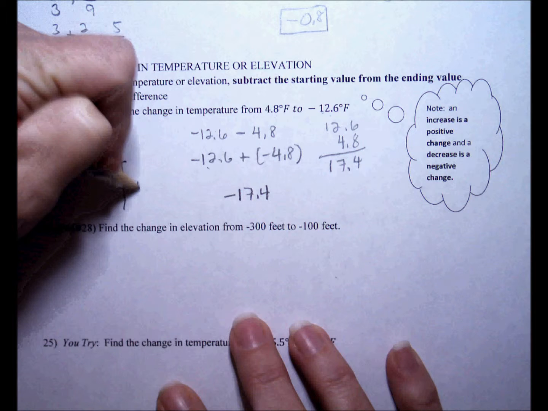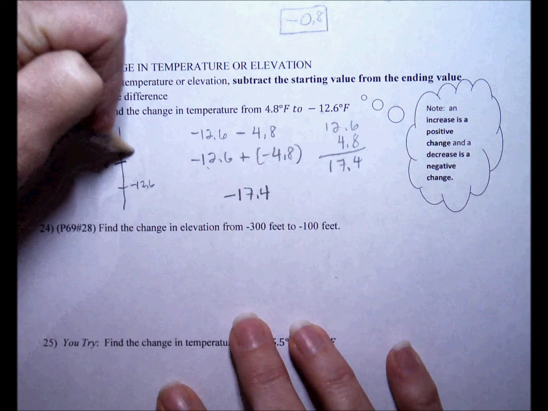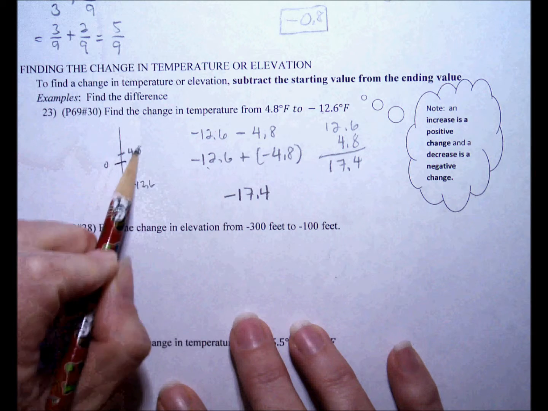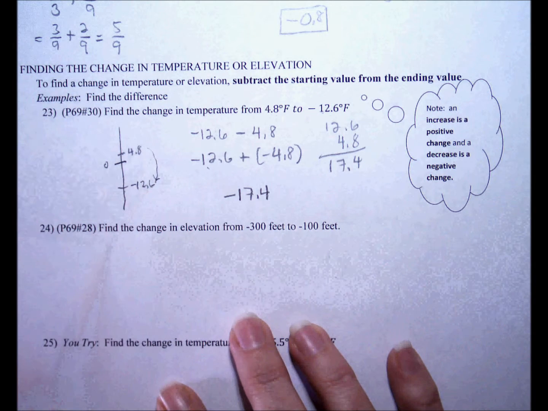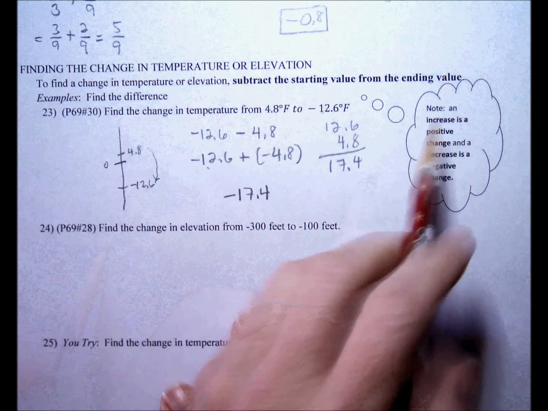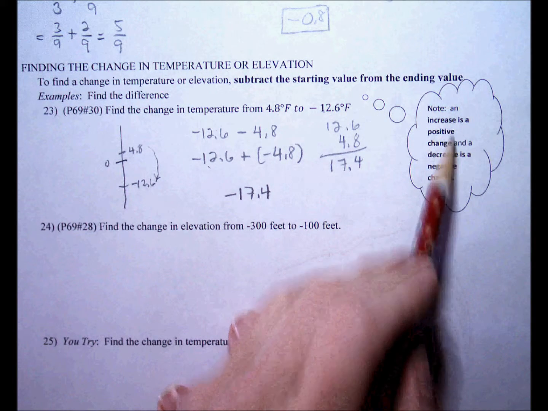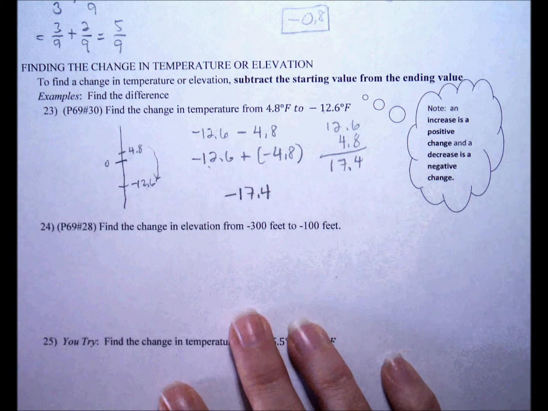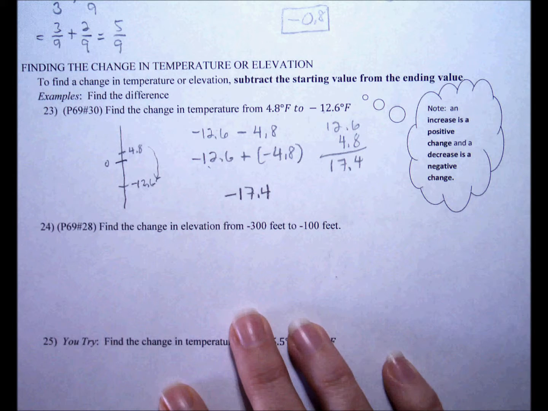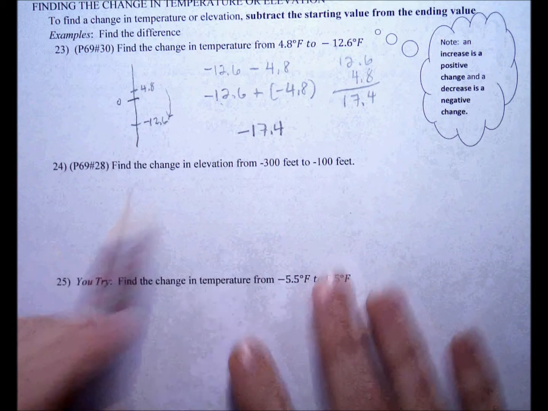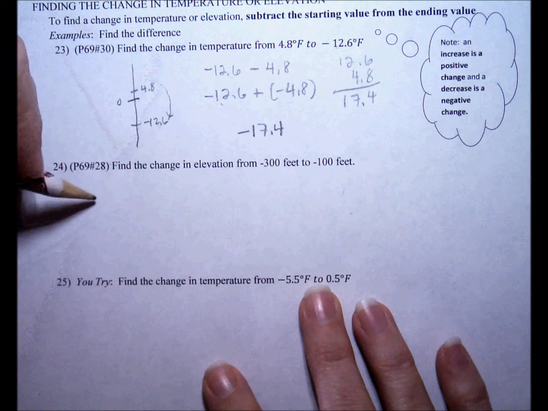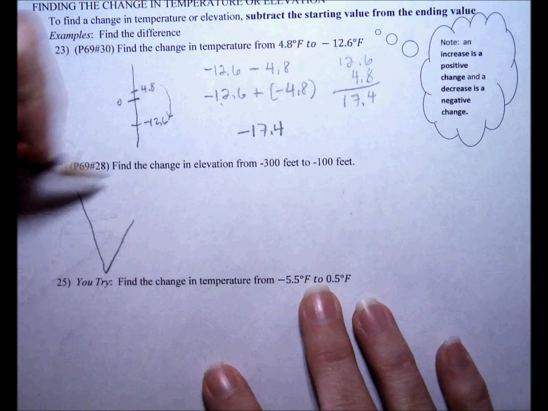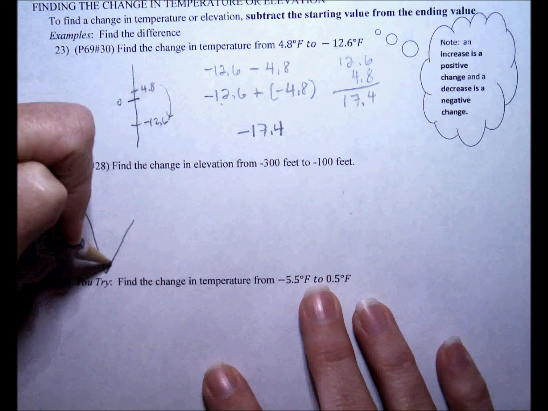Well, yes, if we're dropping in temperature from a positive 4.8 to a negative 12.6, if you draw a picture and you have a thermometer, here's 0, here's negative 12.6, here's 4.8. We're going to be adding these values together, and the change is negative because an increase is a positive change and a decrease is a negative change.